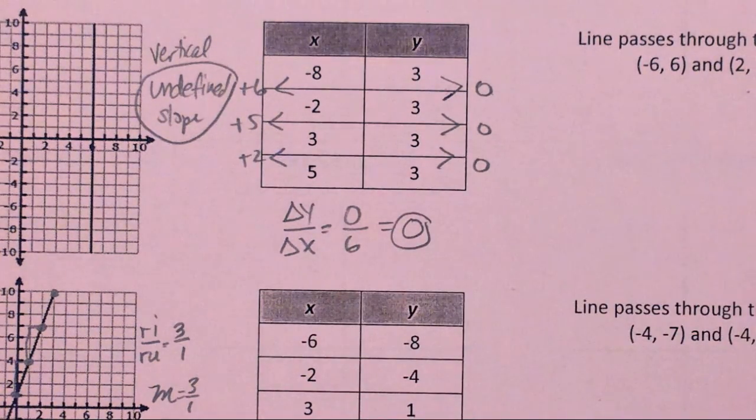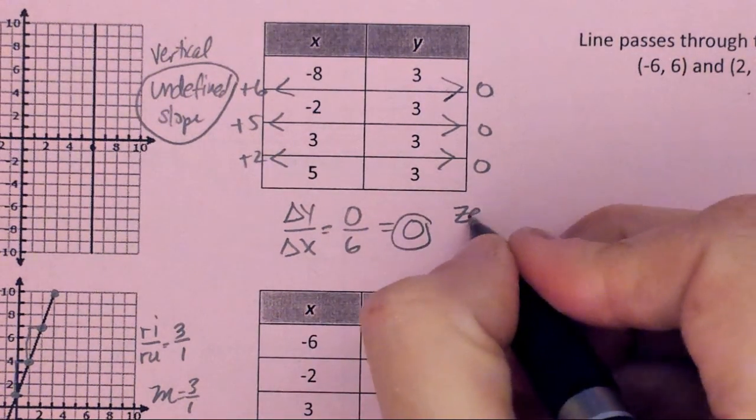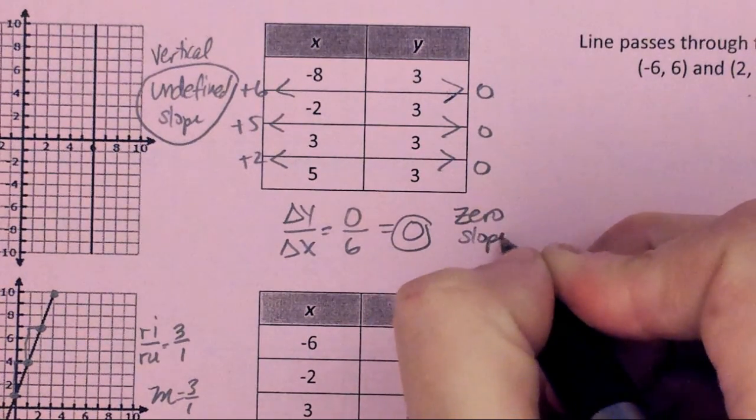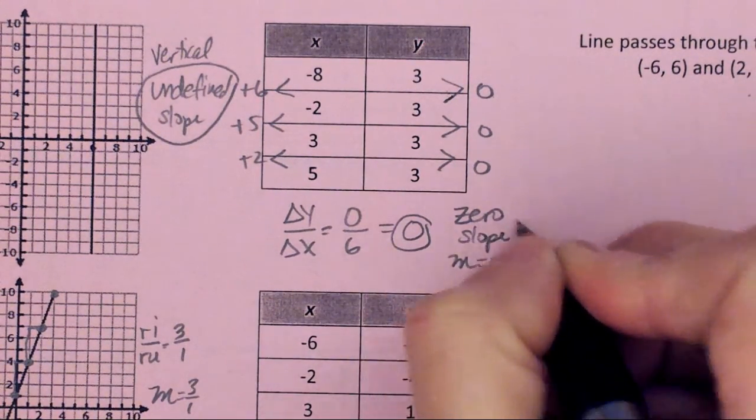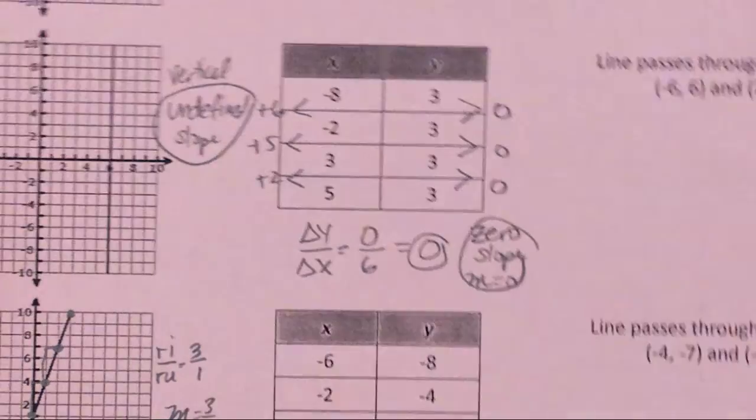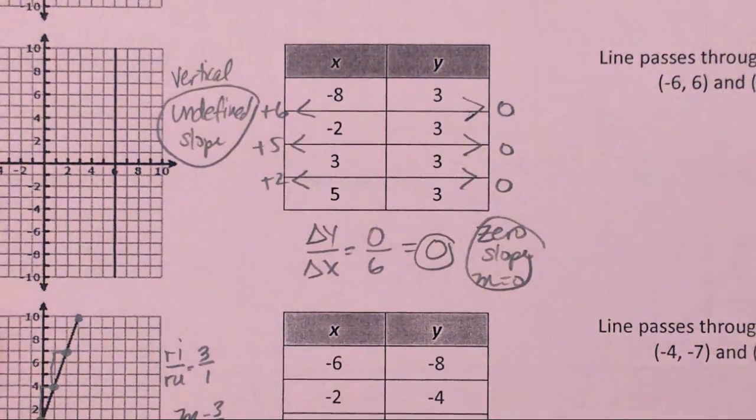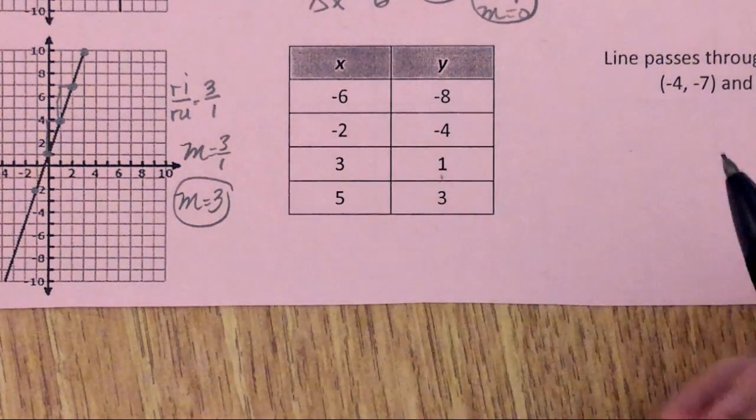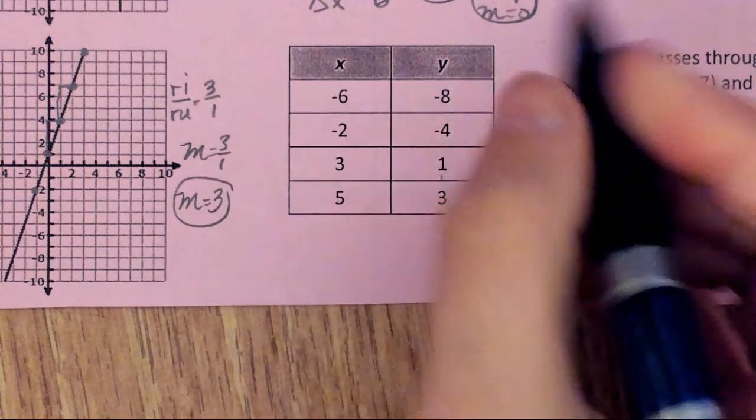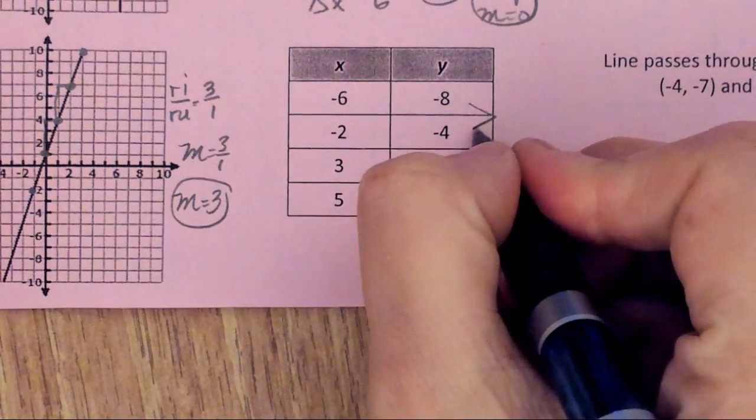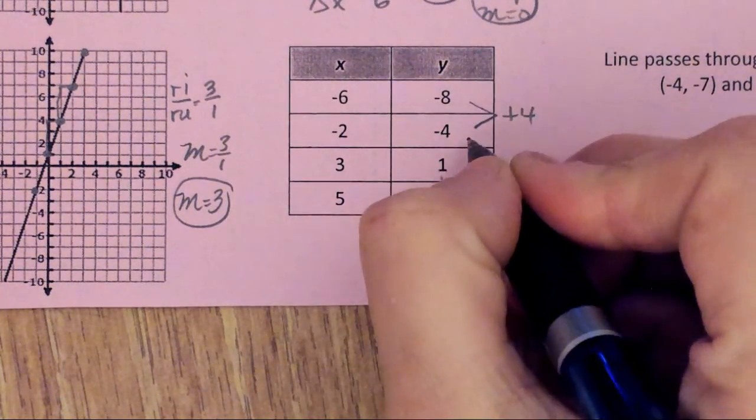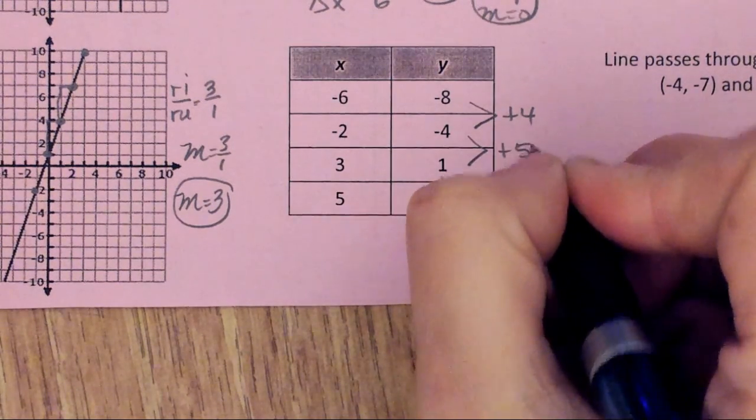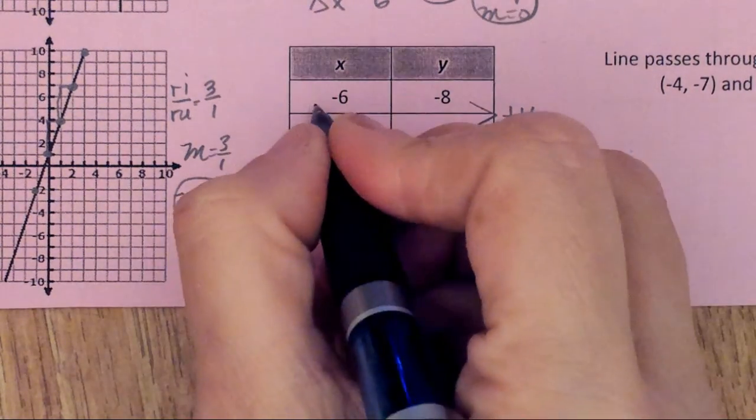I don't like circling the 0. It makes me feel weird. I usually write 0 slope, or m equals 0. Okay, they're both the same thing, but for some reason writing a 0 and circling it looks like a donut, and I don't like it. All right, now let's look at the last one here. Okay, so for this one, we're going to add 4, add 5, add 2.